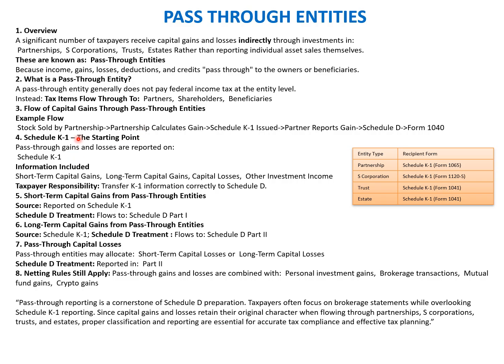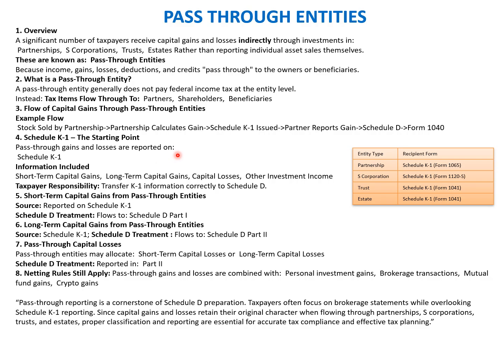The flow of capital gain through pass-through entities works like this: when stock is sold by a partnership, the partnership calculates the gain and reports it on Schedule K-1. The partner receives that Schedule K-1 and has to report the gain on Schedule D, and finally that information moves into Form 1040. So Schedule K-1 is the starting point.